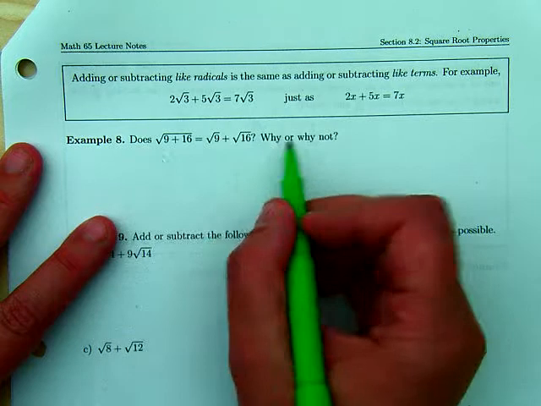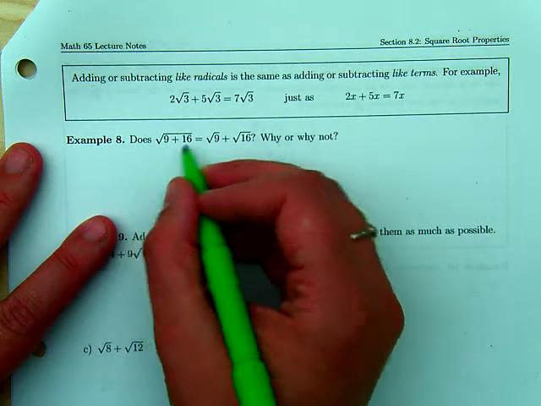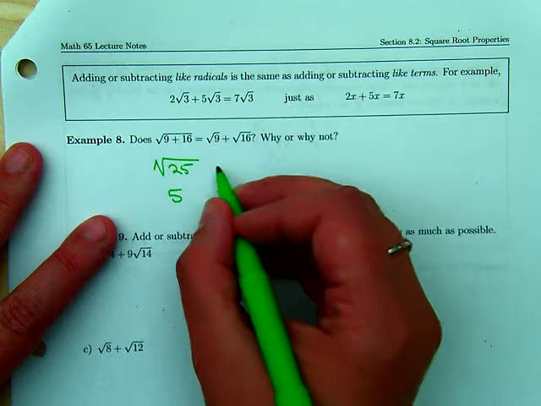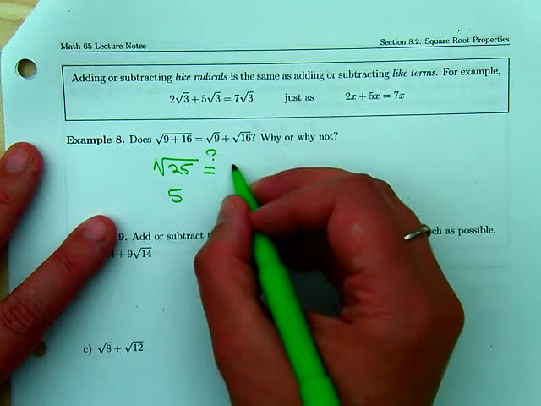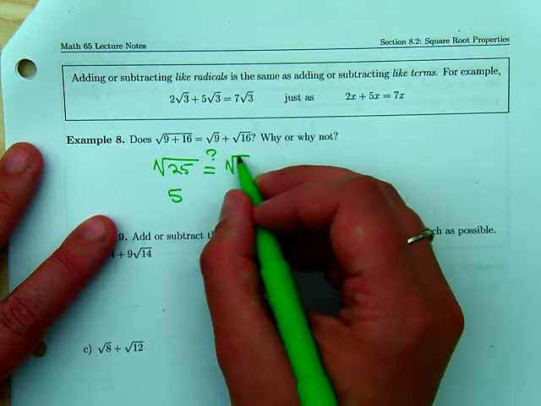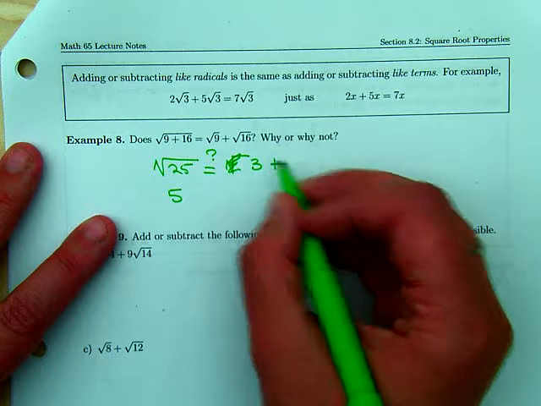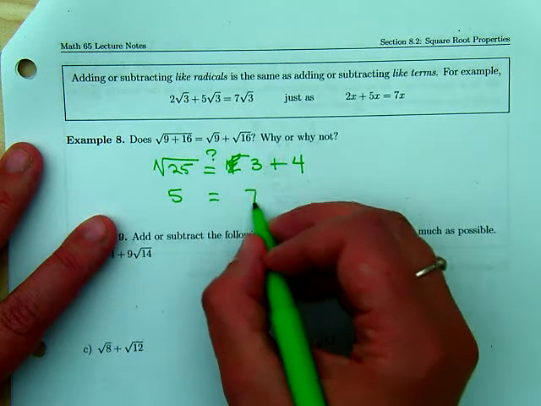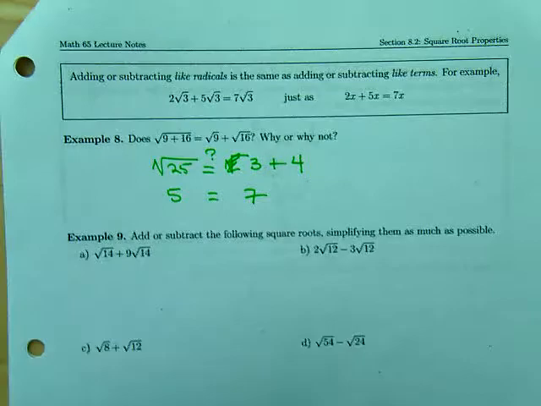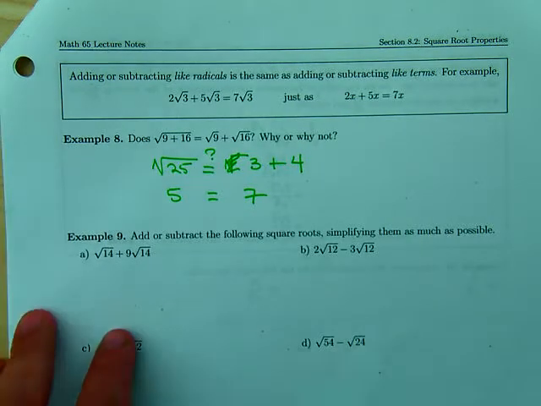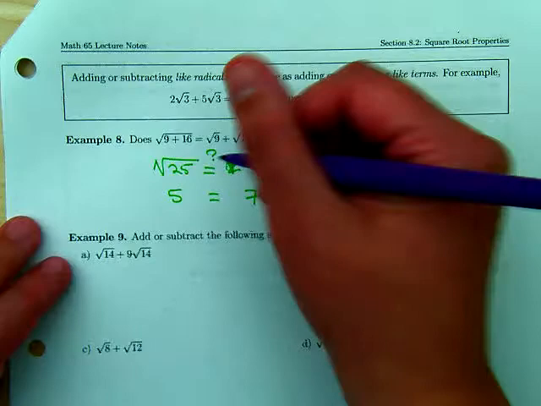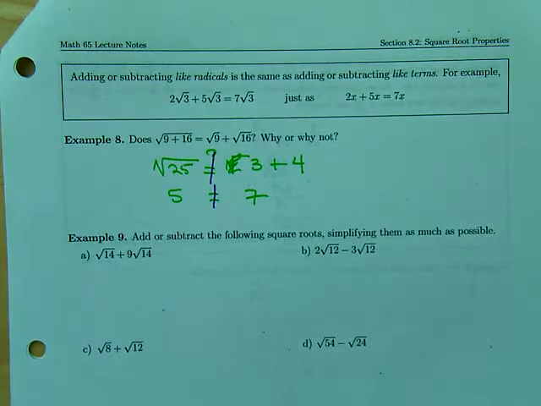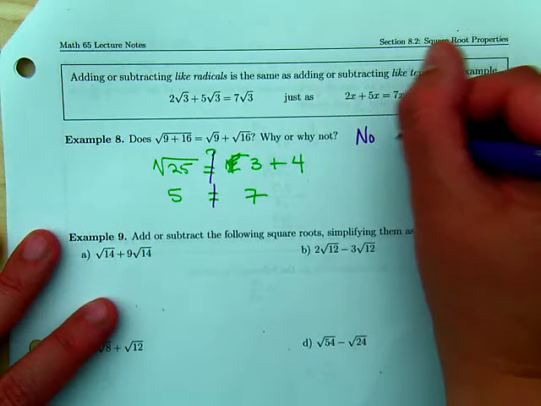Okay, now here, can I just add 2 different radicals? No. So let's prove it. If we prove this, we said this was the square root of 25, which is 5. Is that equal to the square root of 9 is 3, plus the square root of 16 is 4? Is it equal to 7? No, that's not equal. So we just proved using an example that this is not a property that we have. So this is not true.